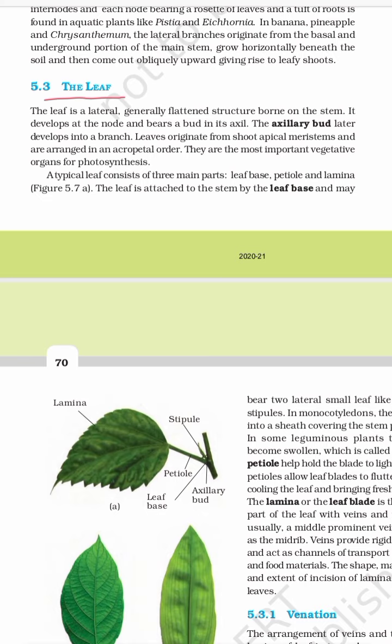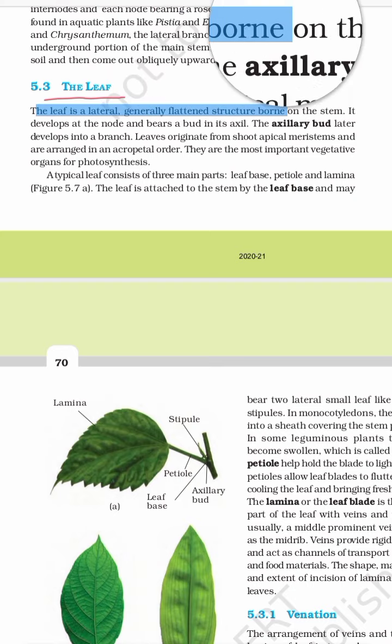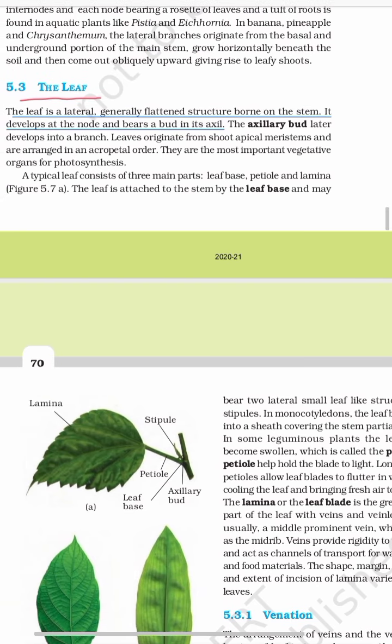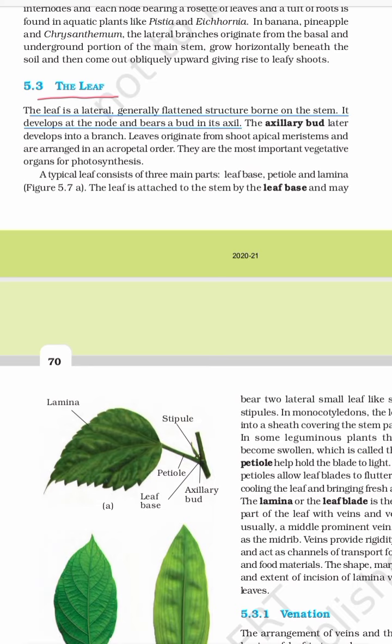We know what a leaf is, but biologically we have to define the structure. So we say that the leaf is a lateral, generally flattened structure which is borne on stem. It develops at the node and bears a bud in its axil. So there are a few terms which I am going to explain over here. It is a flattened one, it means it is a flat structure.